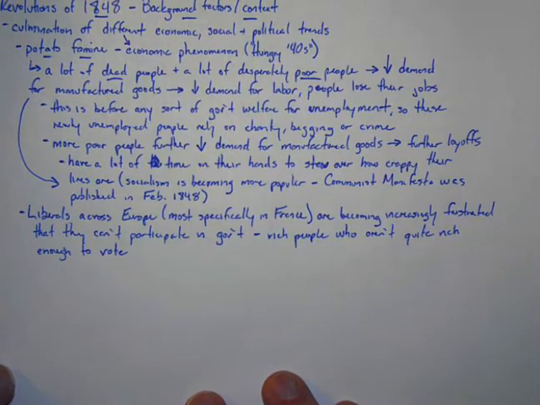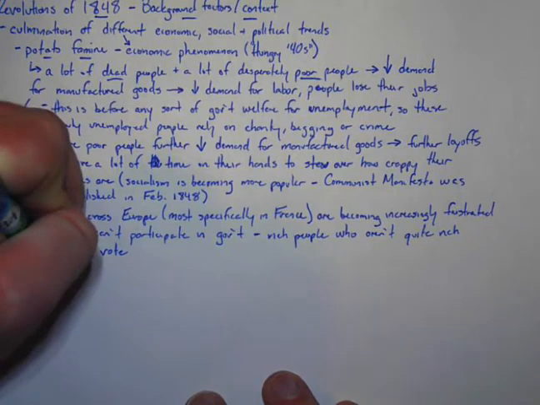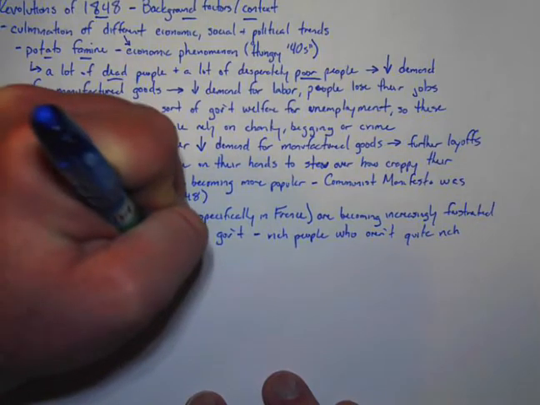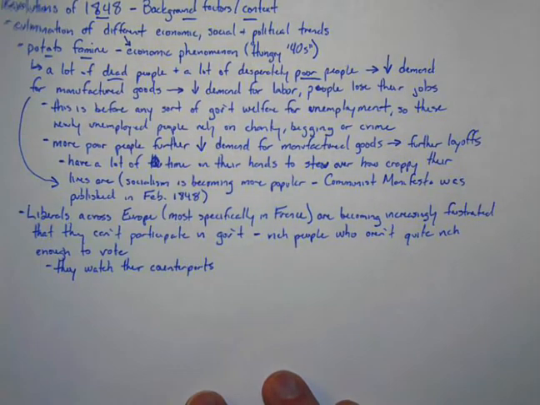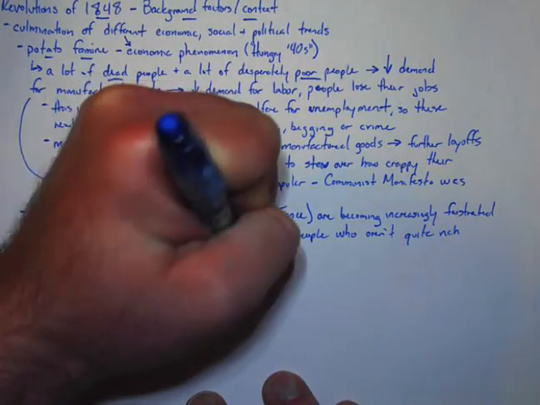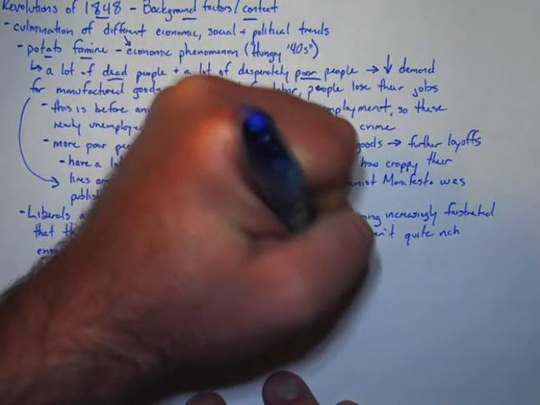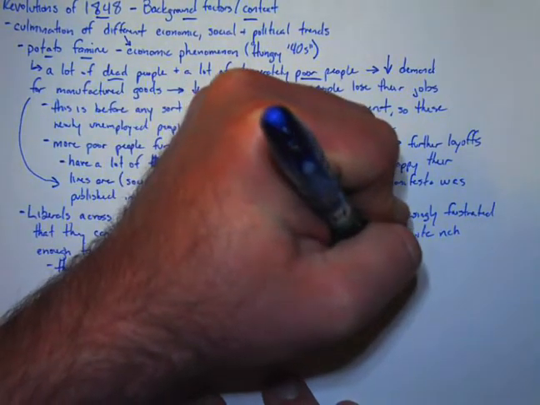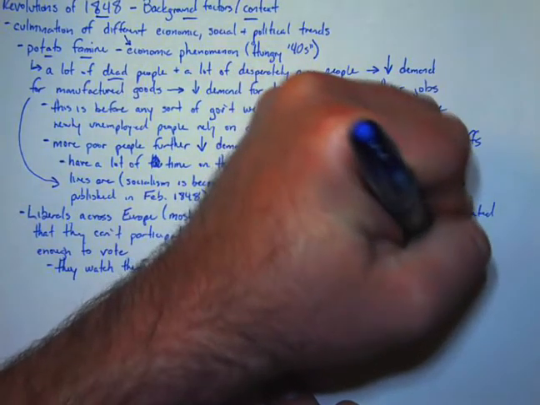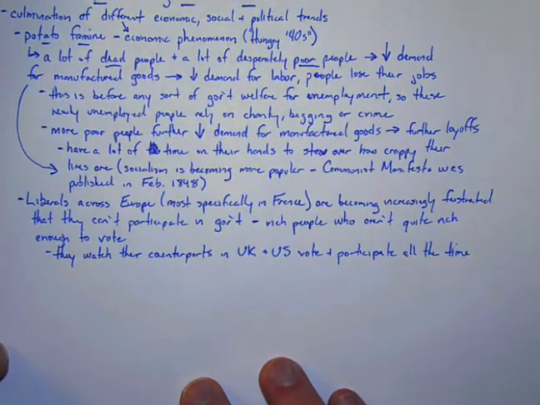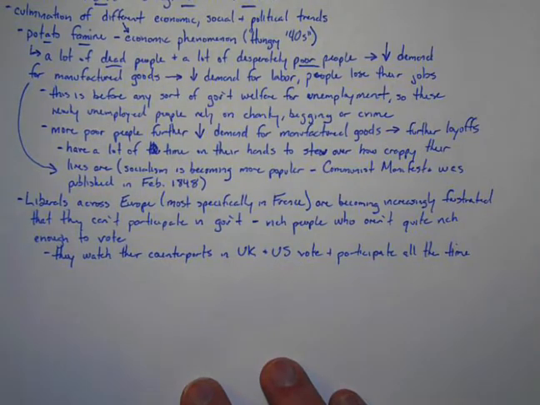And what makes it even worse is they watch their counterparts, people who look just like them, in the United Kingdom and the United States vote and participate all the time. And they want to do that. Why is it fair that Americans and the British are allowed to do this and we can't?